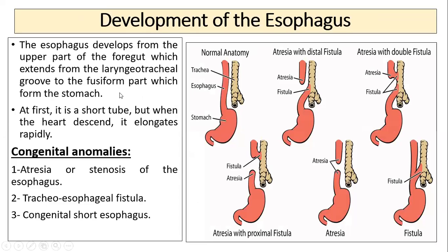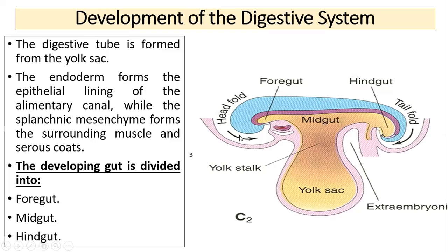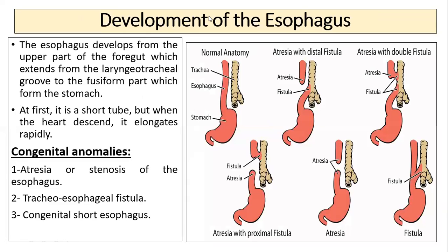The esophagus develops from the upper part of the foregut, as you can see here near the mouth. Here will be the mouth. So this is the developing head, and here is the mouth. Near that mouth will be the foregut. So the esophagus develops from the upper part of the foregut, which extends from the laryngotracheal groove to the fusiform part of the stomach. So from the beginning of the larynx, that is the end of the pharynx, up to the fusiform part of the stomach. This is the fusiform part of the stomach. So from here to here, this will be the esophagus, which is developing from the foregut.